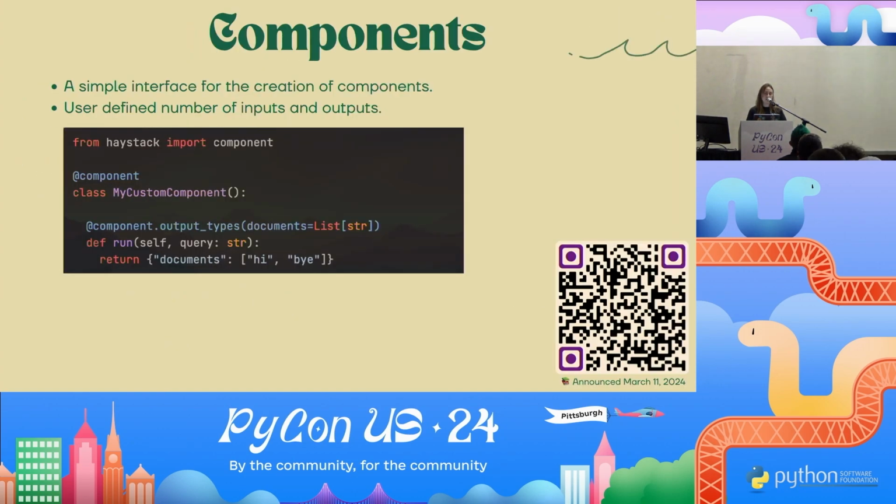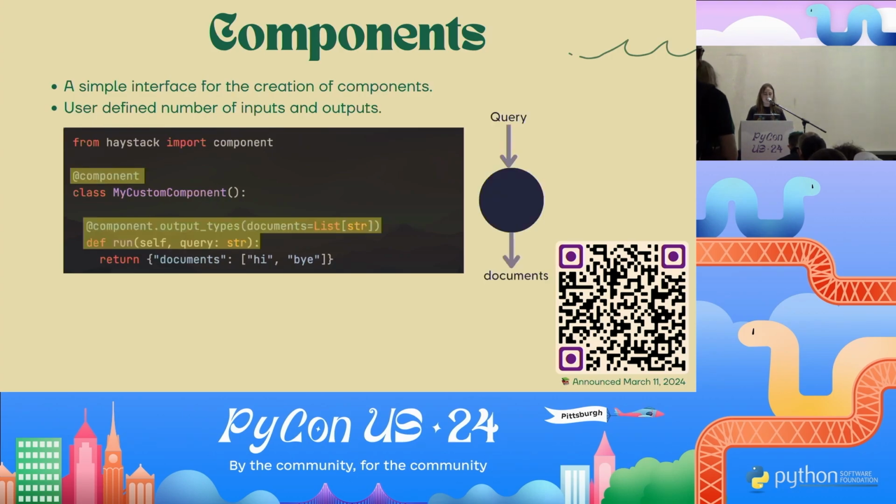A component became a very simple interface for creating components the same way for whatever the component might be. And the most important thing is the number of inputs and outputs is completely user-defined. The pipeline shouldn't care. A component has a set of inputs, and a component produces a set of outputs. And the only requirements you have to create a component in Haystack 2.0 now is the following. Here, I've got a component very creatively called MyCustomComponent. And the only thing I needed to do is have a class called MyCustomComponent, have a component decorator around that class, and have a run function.